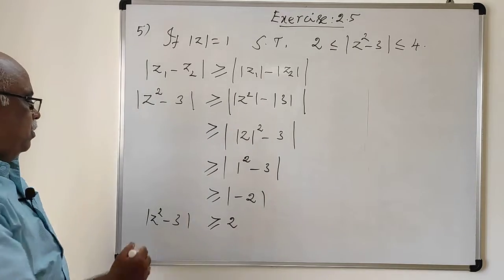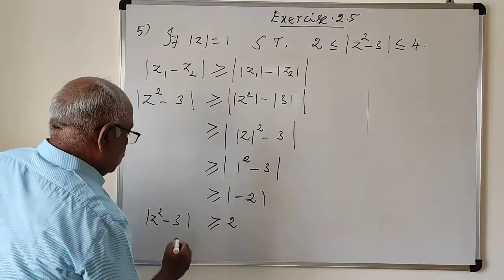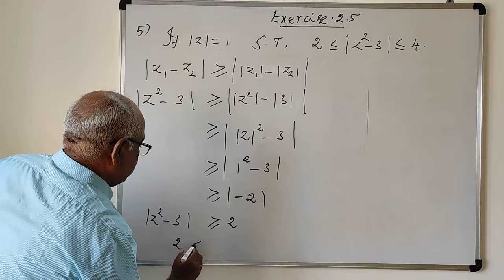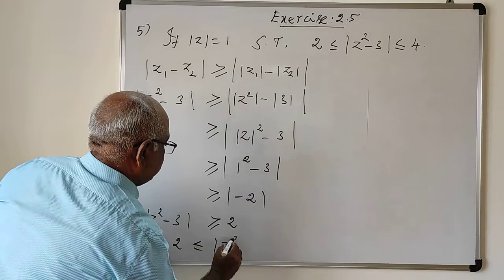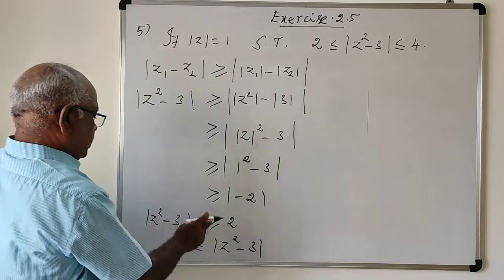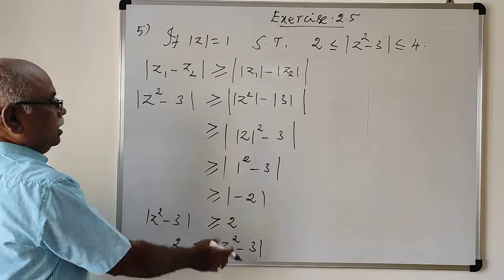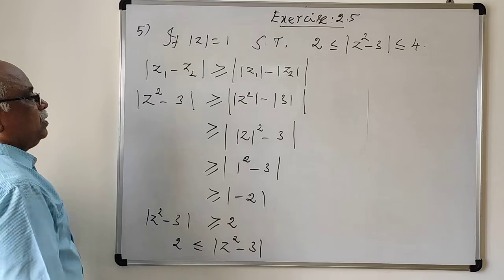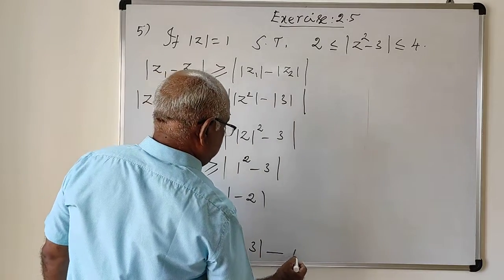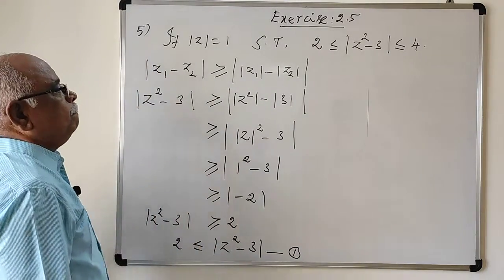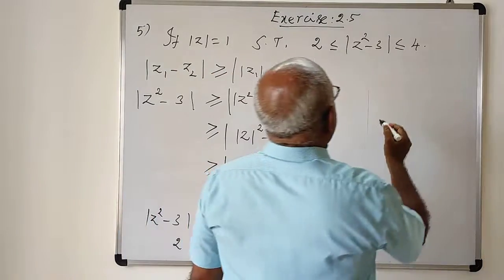The left side we derived. We rewrite this as 2 less than or equal to modulus of z square minus 3. See, the above result is rewritten as 2 less than or equal to modulus of z square minus 3. You consider this as equation 1. Next, come to the other side.